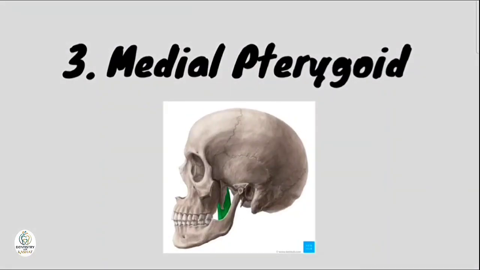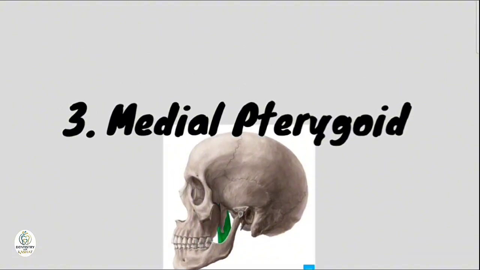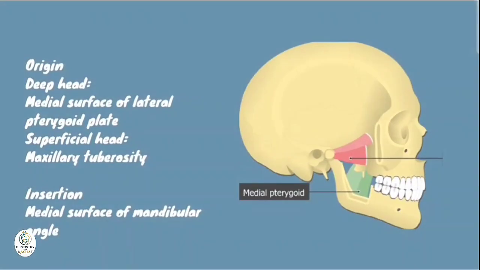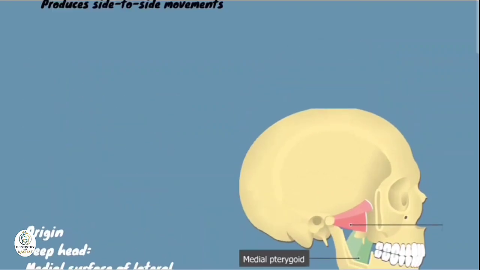Okay, the third muscle is your medial pterygoid, guys. Look at this one. Origin and insertion: origin, it has two heads, a deep head and a superficial head. The deep head originates from the medial surface of the lateral pterygoid plate, and the superficial head originates from your maxillary tuberosity, from here. These two, okay? And it is inserted into the medial surface of the mandibular angle. They just cross-sected it from here, so you can see that.